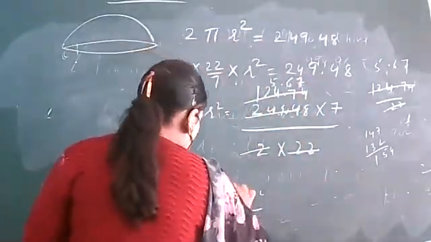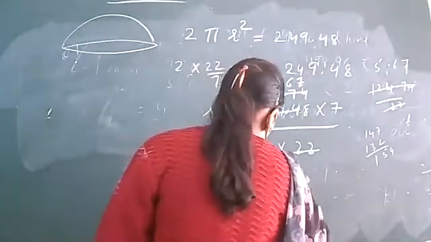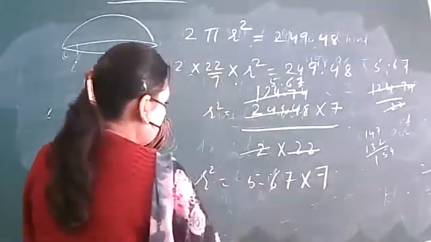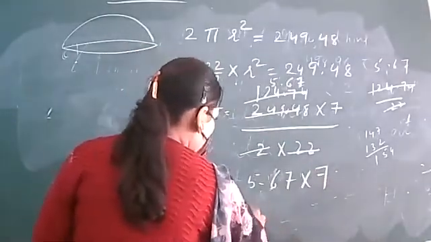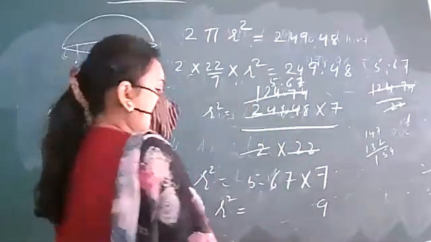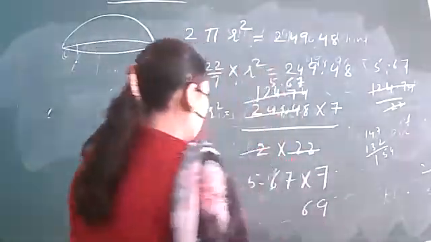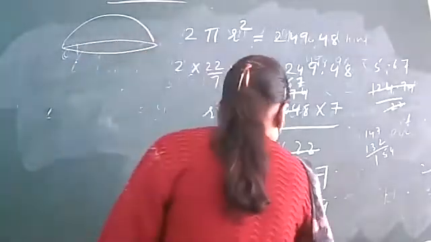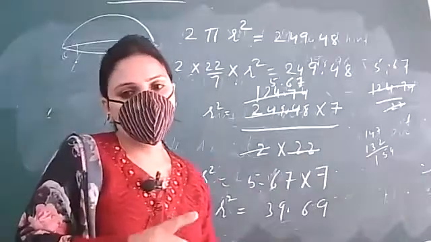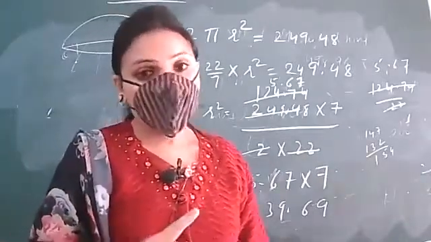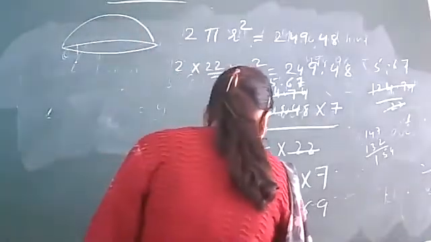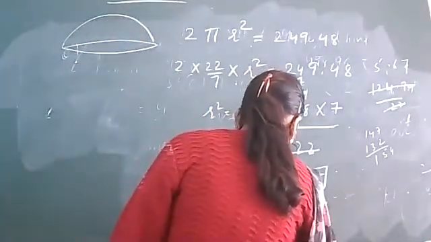So we are having R square is equal to 5.67 into 7. So further it is equal to R square is equal to 49.4, 42 plus 4, that is 46, 6, 4, 35 plus 4, 39. So this is 39.69. So R square is equal to 39.69. So R is equal to square root of 39.69.